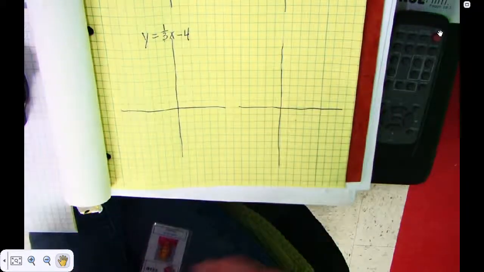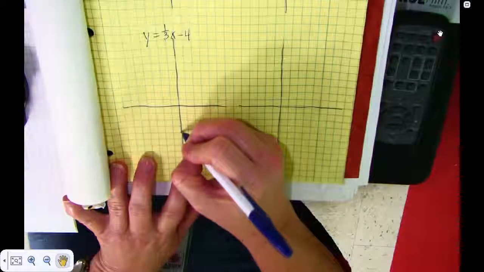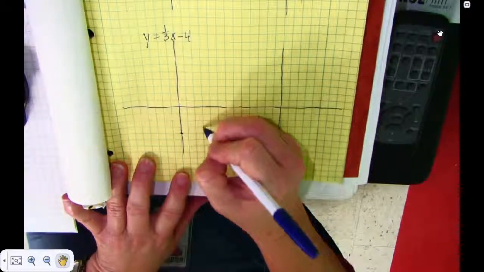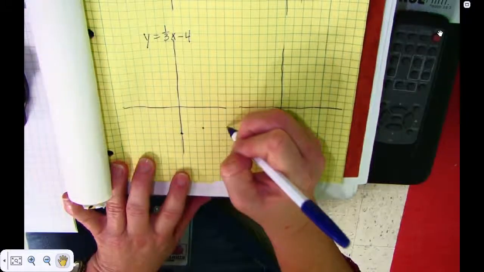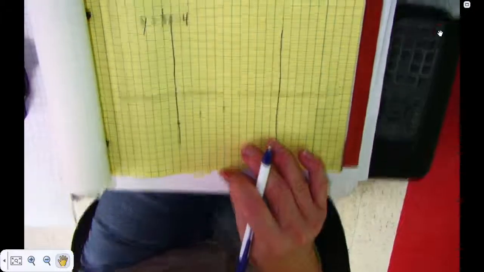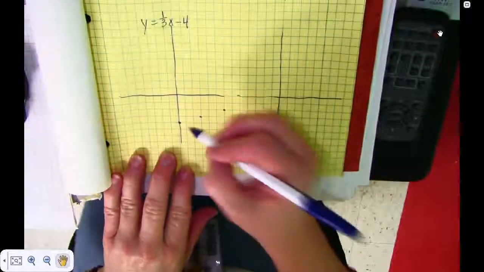Where am I going to start? At -4. And then I'm going to go over 3. Good. Over 3, up 1. What if I had run out of room over here? I would come here.